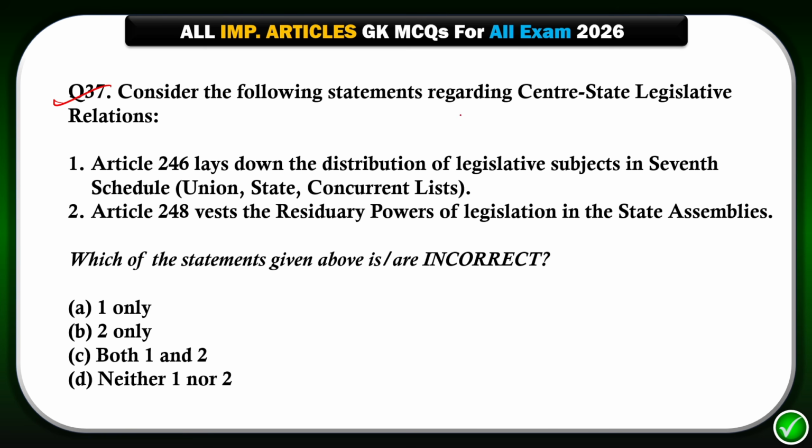37. Consider the following statements regarding center-state legislative relation. Article 246 lays down the distribution of legislative subjects in the 7th Schedule: Union, State, Concurrent list. Article 248 vests the residuary powers of legislation in the state assemblies. Which of the statements given above is incorrect? These are incorrect.